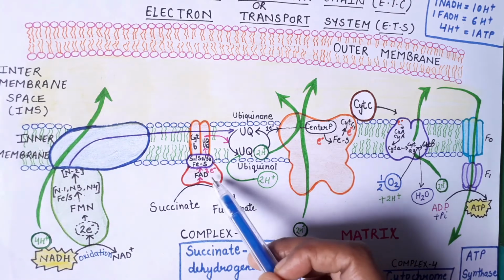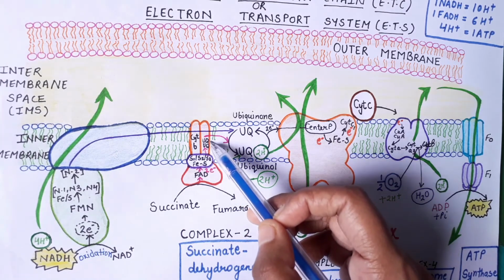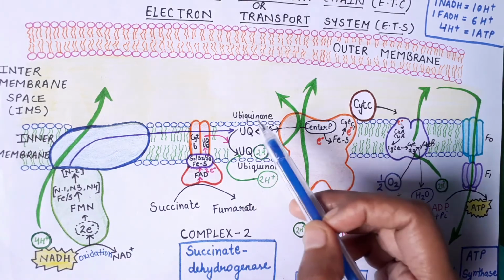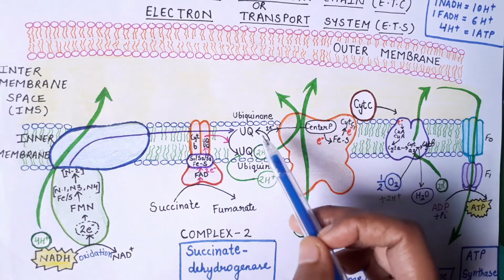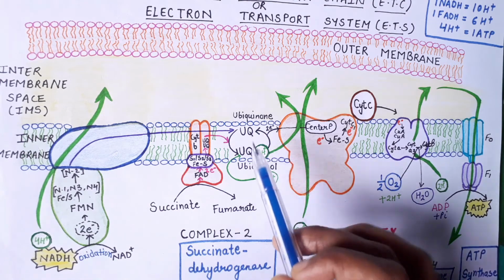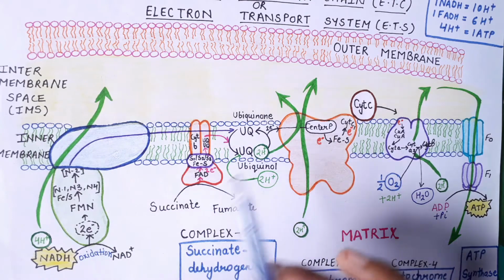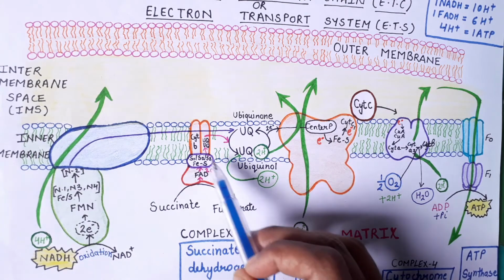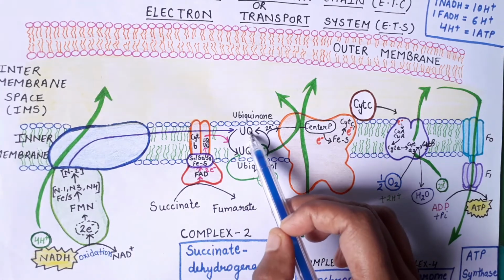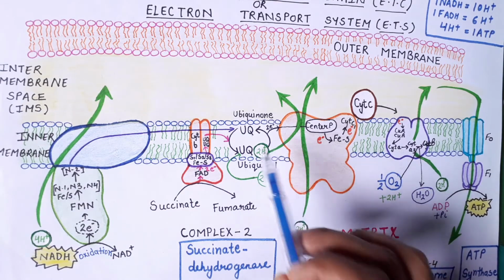These two electrons are transferred to the iron sulfur centers, then taken by the ubiquinone. The processes are the same as in the case of NADH that we have done, but the only difference in the case of FADH2 is that there is no role of complex 1. So the 2 electrons from the iron sulfur centers are taken up by the ubiquinone. The ubiquinone will convert into ubiquinol by accepting 2 protons from the matrix.